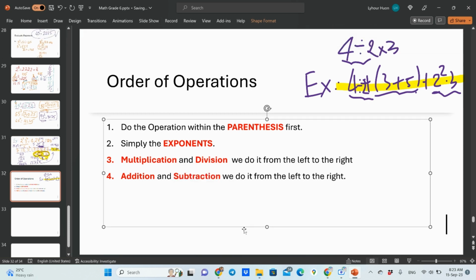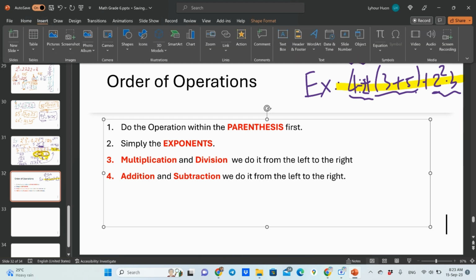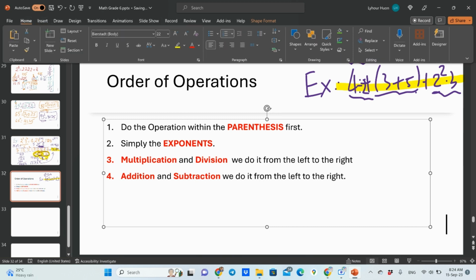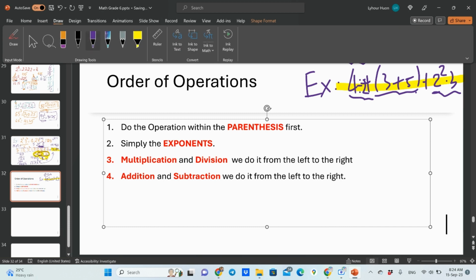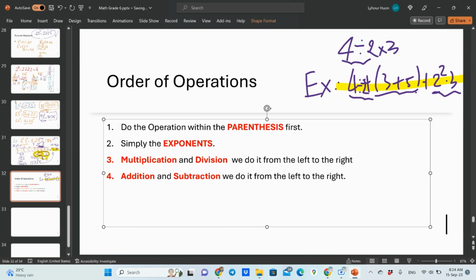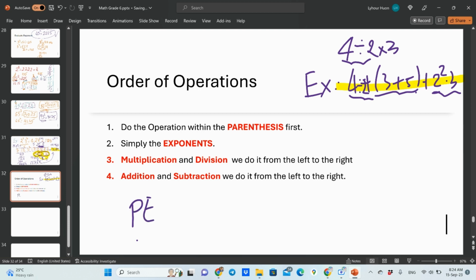Sometimes a teacher may ask you to remember the order of operations: parentheses, exponents, multiplication, division, addition, subtraction. Sometimes they ask you to remember it as PEMDAS. Have you ever heard about this too?